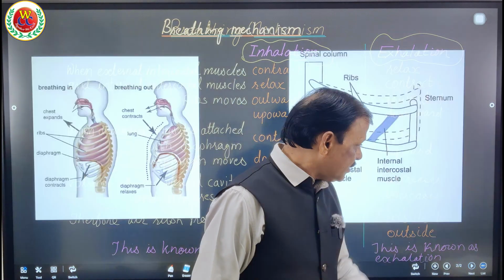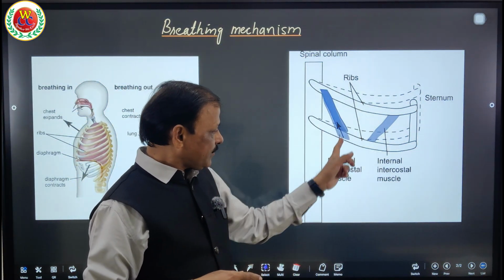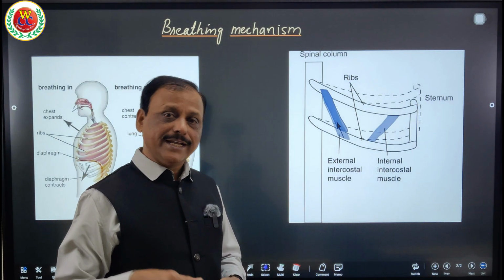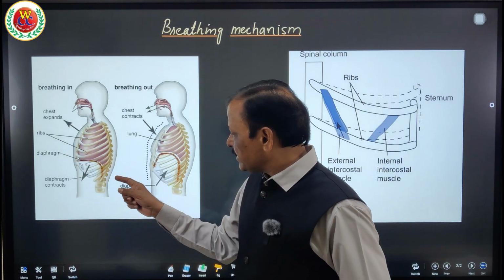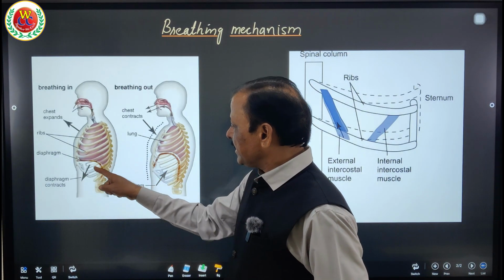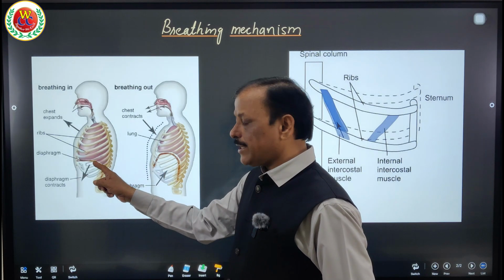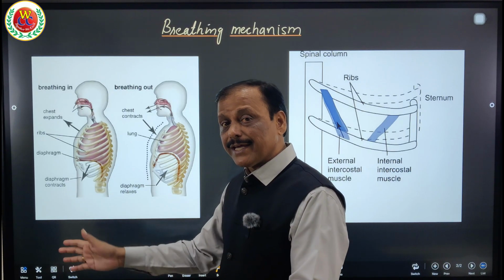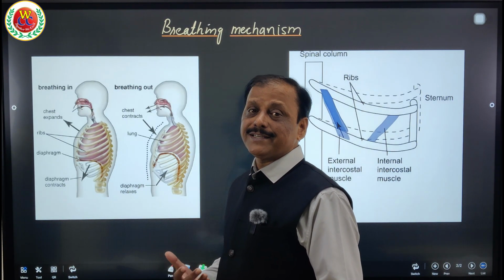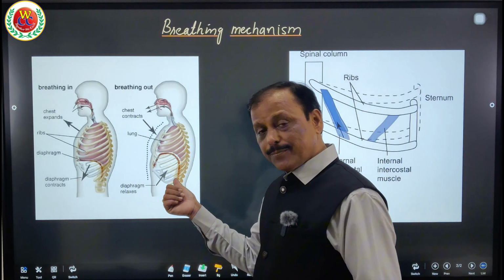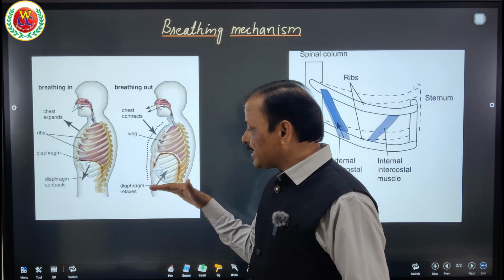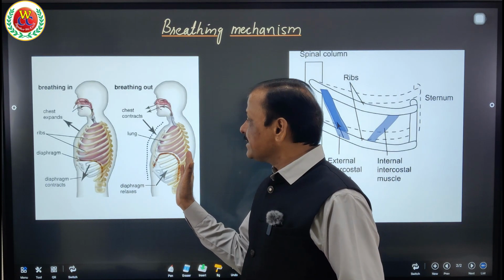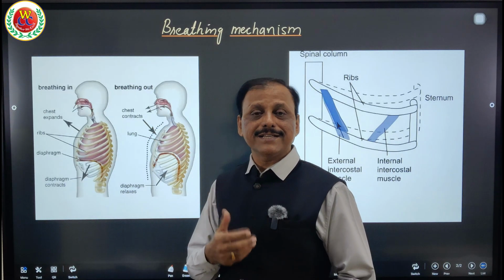So with this diagram, to understand: these ribs, controlled by the external and internal intercostal muscles, move inward and outward, increasing and decreasing the volume. At the same time, the diaphragm shown here moves downward and upward. When the abdominal muscle contracts, the diaphragm moves downward, the dome shape becomes flat, increasing the volume, and thereby inhalation. In the opposite case, the abdominal muscle relaxes, the diaphragm moves upward, decreasing the volume, so air pressure increases, air rushes from inside to outside, and that is exhalation.